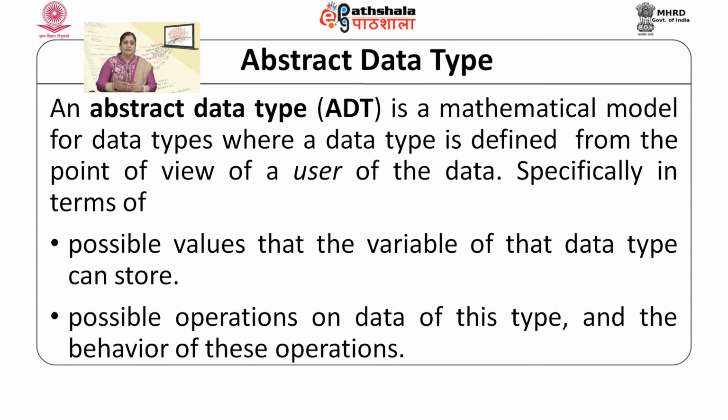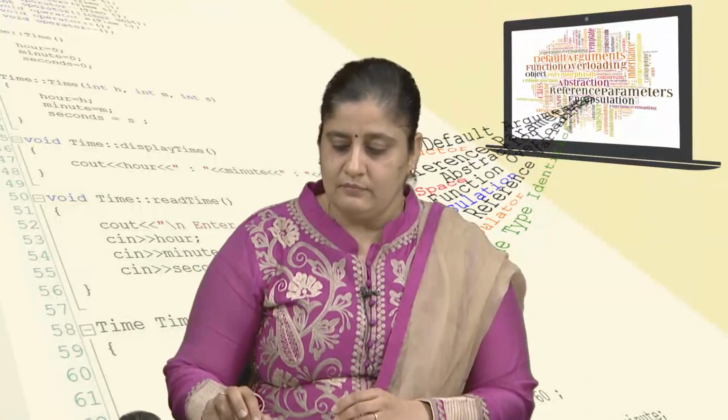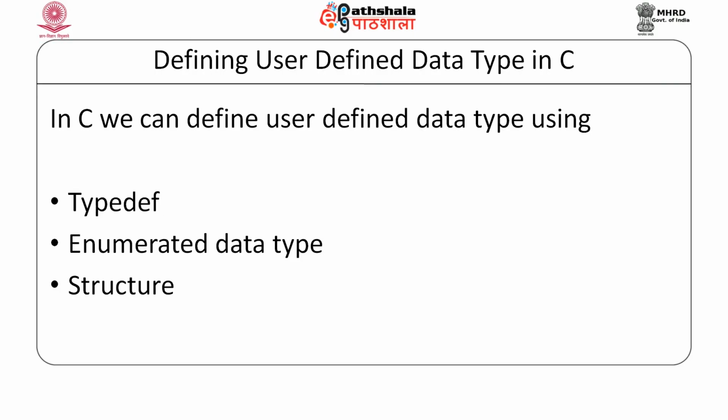Once we define this abstract data type, this is the mathematical model, or theoretically we define the data type. But when we want to programmatically use that kind of a data type, we need to implement this particular data type. And most of the programming languages give us constructs or facilities using which we can define our own data type. You may recall that in C, we could define our own data type using either typedef, enumerated data type, or the structure.